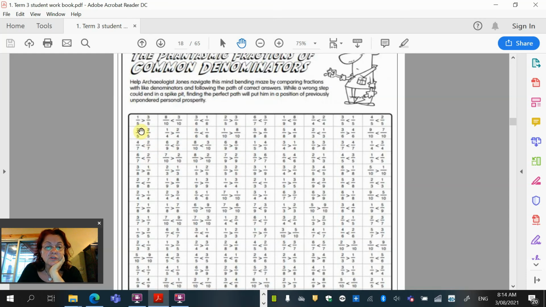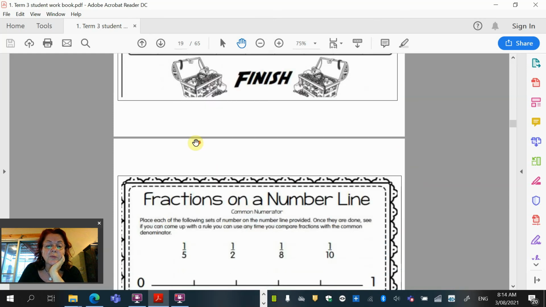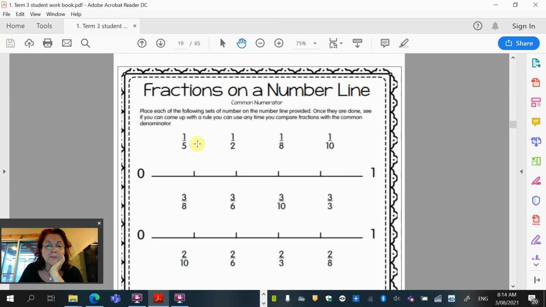So all you have to do is just go through. If that one's correct, you just colour in the correct ones until you get to the finish, which is a treasure. If you haven't got a printer, don't worry about it. We're moving on to fractions on a number line.